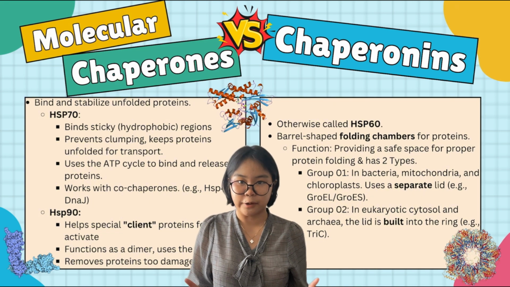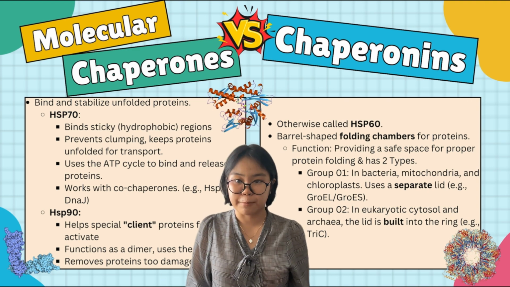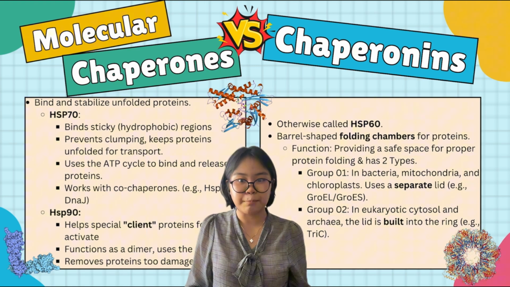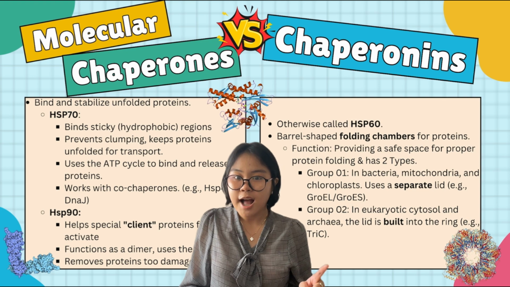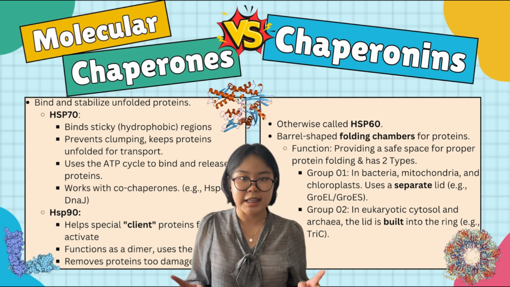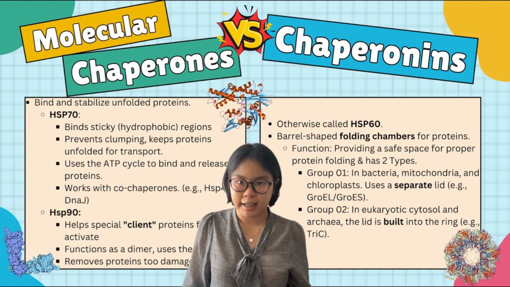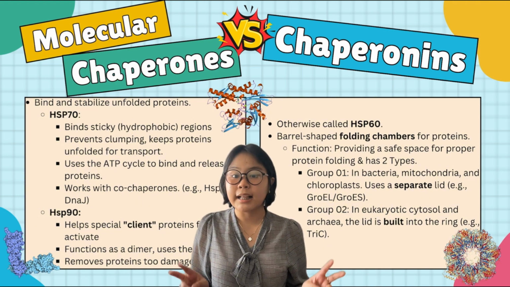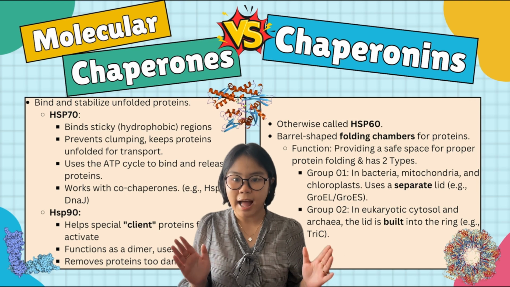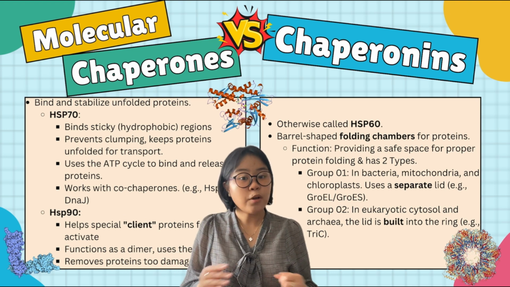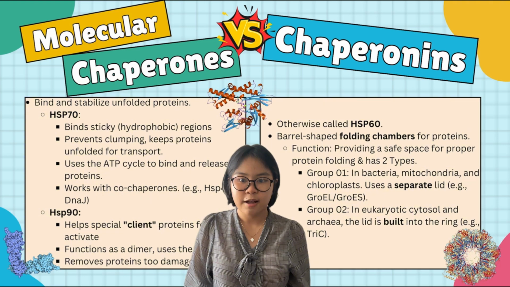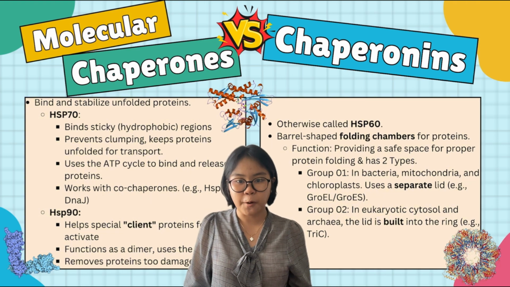HSP70 does not work alone. It gets help from co-chaperones like HSP40 in humans or DNAJ in bacteria, which make the process faster and more efficient. Later on, I'll be showing you a video to help you visualize this mechanism. Another molecular chaperone is HSP90, which helps special client proteins become fully active and functional. It also works in an ATP-powered cycle, functions in pairs, and plays a role in removing proteins that are too damaged to be fixed.